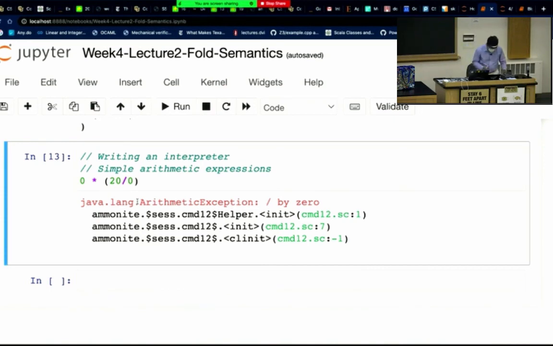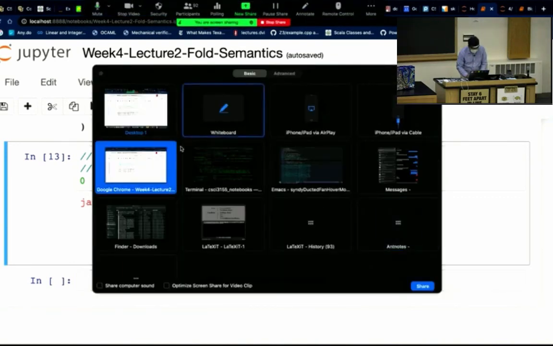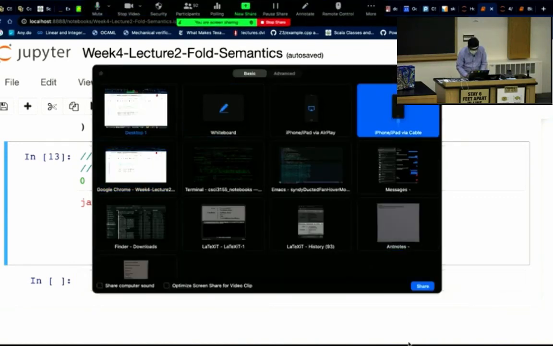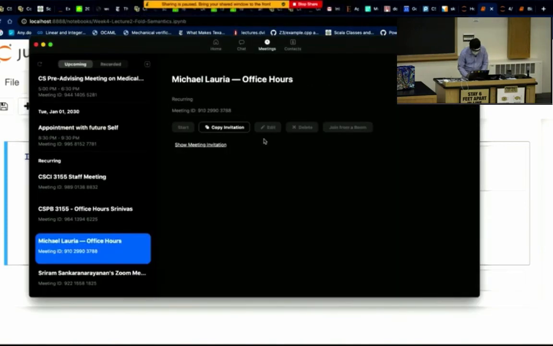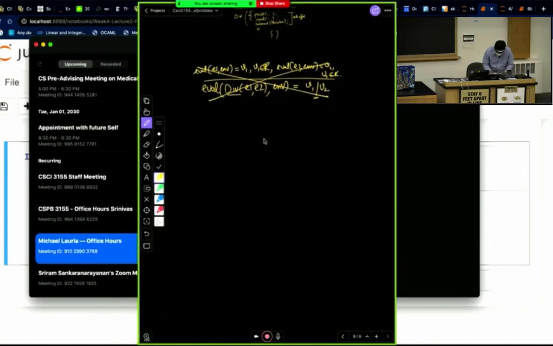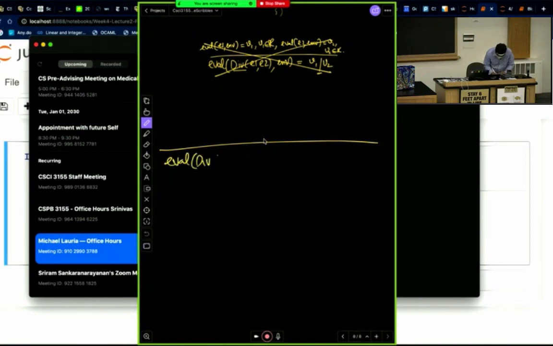So what is the rule for division then? It turns out you can't write a single rule for division. You have to write two rules for division. So let me share that and show you what are the two rules. The first rule is the OK rule for division. If I'm going to divide two numbers, if I'm going to eval div, I'll write this out again for your convenience.